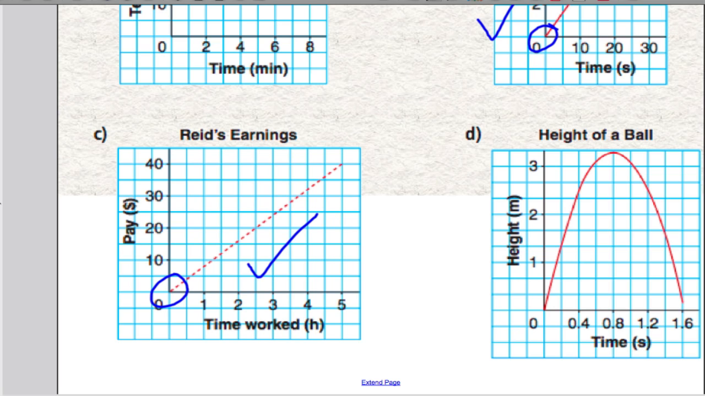And then the last example, the height of a ball. I know this starts at 0, 0. That is where this curve starts. But this is not a line. So we would say it's not direct variation because it is a curve and not a straight line.